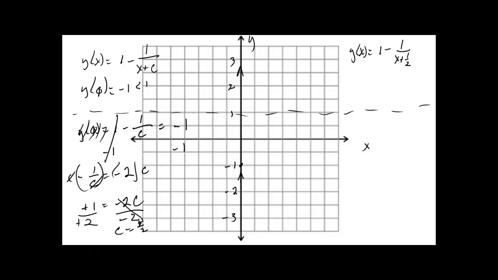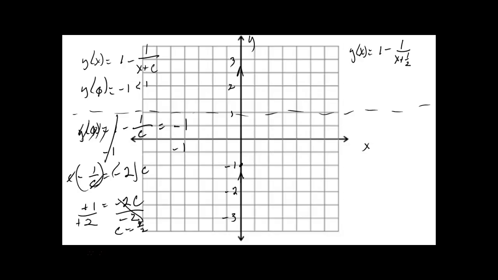So we need to figure out where this is. Now, you can either start plugging in values. We already have when x equals 0, you have 1 minus 1 over 1/2. 1 over 1/2 is 2. 1 minus 2 is -1. So yeah, that point is on there. Good. That makes me feel warm and fuzzy inside.